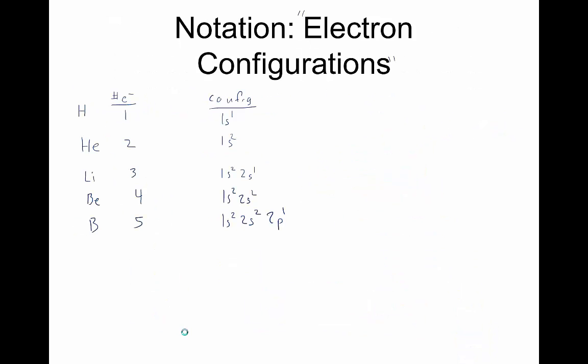Now we keep moving across the periodic table there. Here's carbon. Carbon has 6 electrons.